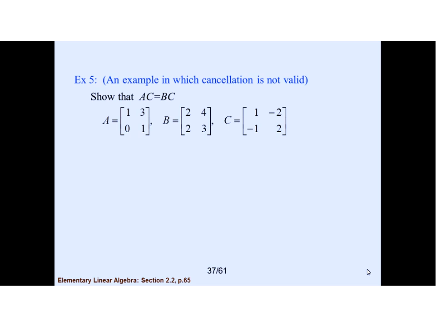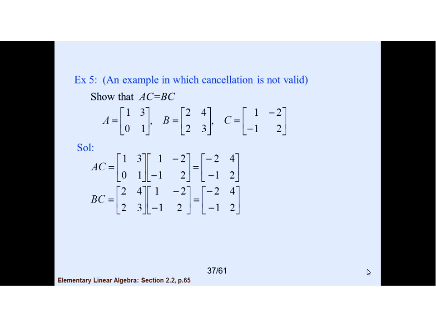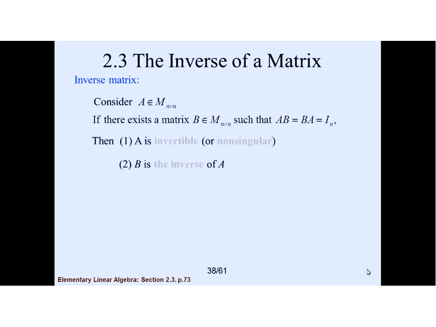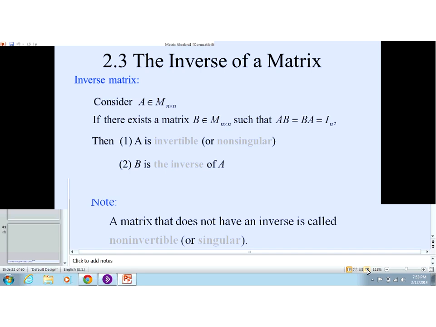An example where the cancellation law is not valid: AC is equal to BC. AC is equal to this matrix, and BC is equal to this matrix. So AC is equal to BC, but A is not equal to B. These are some various examples. So this is the end of your lecture.